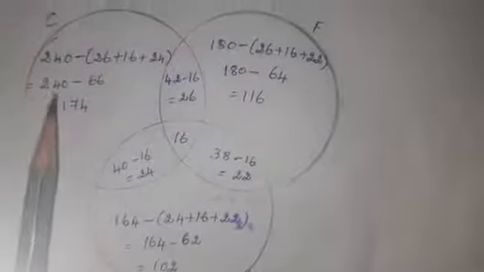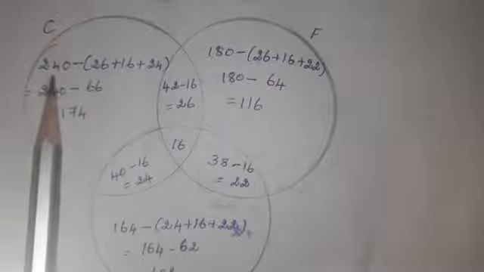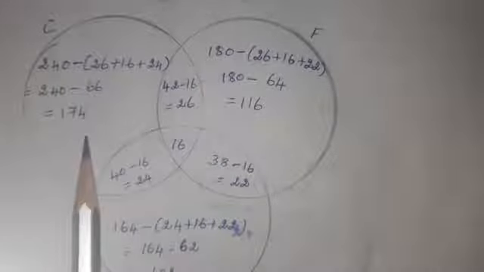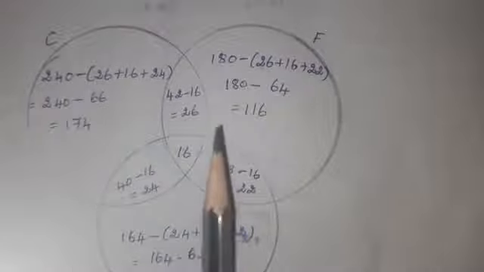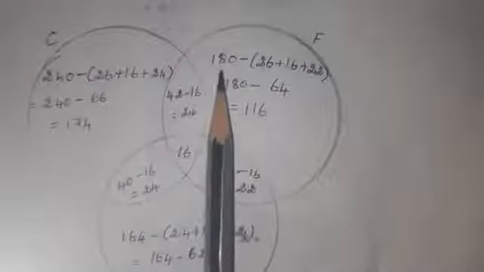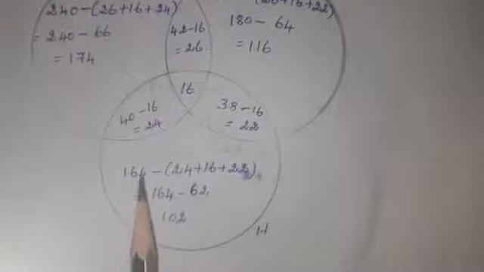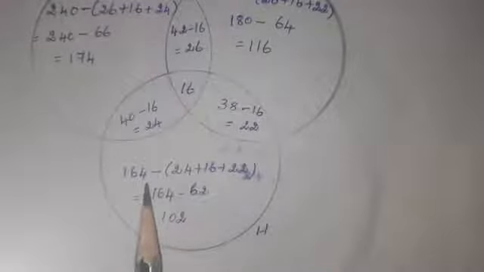In the question they gave 240 play cricket, so first you should write 240. 180 play football, so that can be written as 180. Hockey is 164, so here you should write 164. First you should write 240, 180, 164.